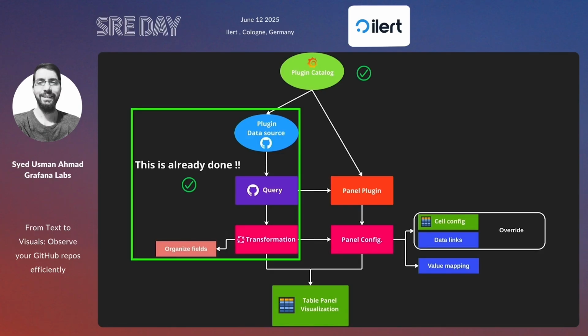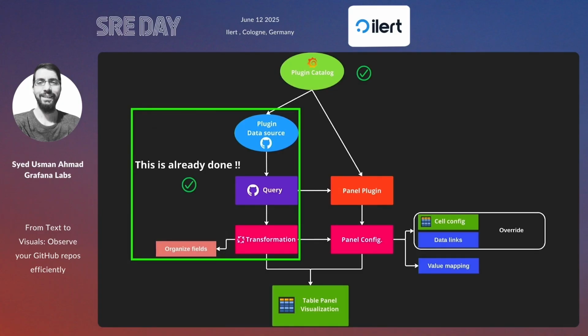Now the next part, or the last part, is a bit more complicated, but I will try to make it as easy as possible. So now we understand that the transformation does some magic on the data. It hides the field or organizes it. But there's one more option you can do inside the panel plugin. So the panel plugin offers this panel configuration, and there are many like cell config, data links, value mapping, and there's also override. And we will still use the table panel visualization. The one thing you may notice is that this is also in green and that is also in green. This is for a reason, because these panel configurations are dependent on which kind of visualization you are using.